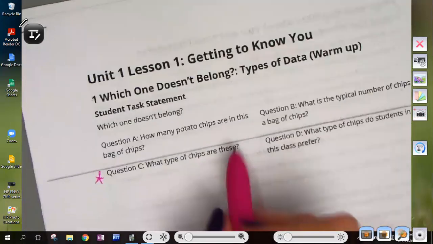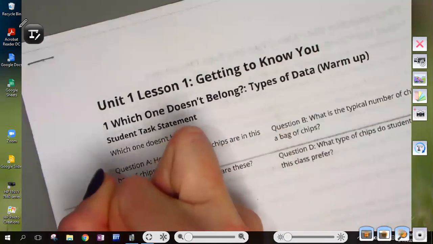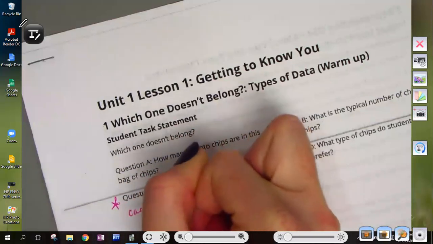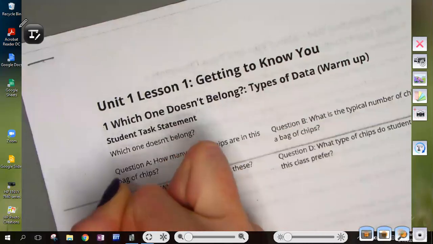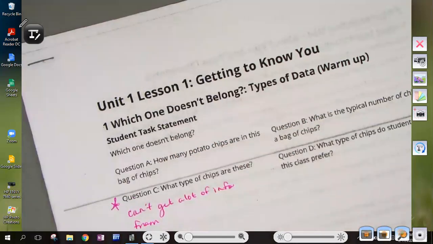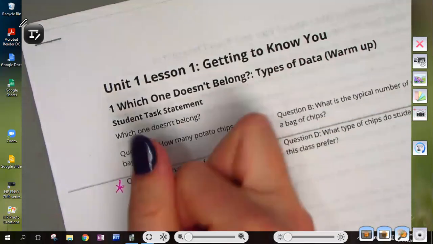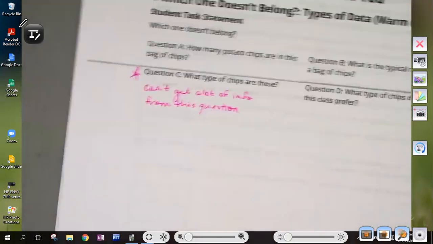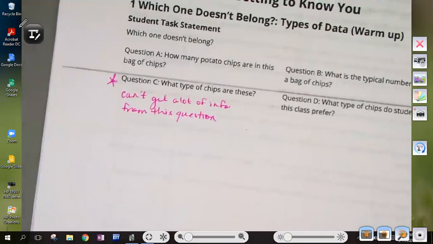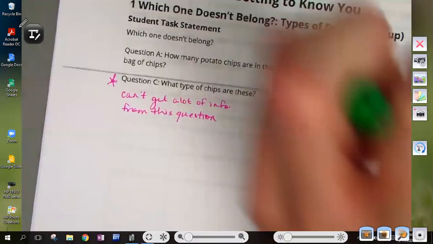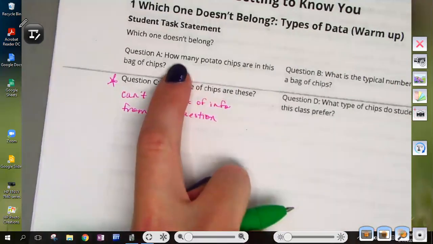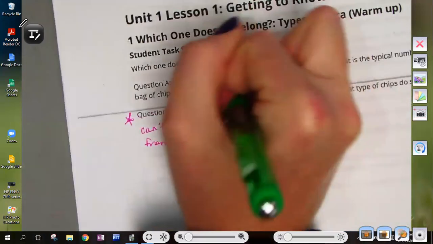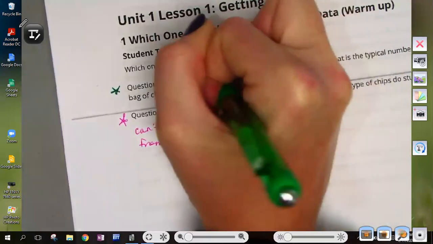Okay, so we can't get a lot of info from this question, is what I'm kind of gathering that you're saying. Okay, can't get a lot of info from this question. Good. All right, what else? Tyler, what do you think? I said A is a certain type of chip. A, because what? It gives a certain chip. Oh, because it gives potato chips. Okay. Very specific.